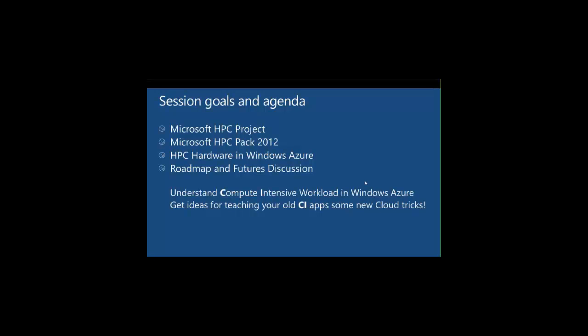And then I would like to discuss the very exciting development on Windows Azure, which is the brand new HPC hardware in Windows Azure. Some of the SKUs include 120 gigabytes of RAM, which is quite a bit for all your big compute needs, and also look at the roadmap and future discussions. So at the end of the session, you'll probably be able to understand specifically Windows Azure compute-intensive workloads, and also perhaps get some ideas to take some of your older compute-intensive applications and teach you some new cloud tricks.